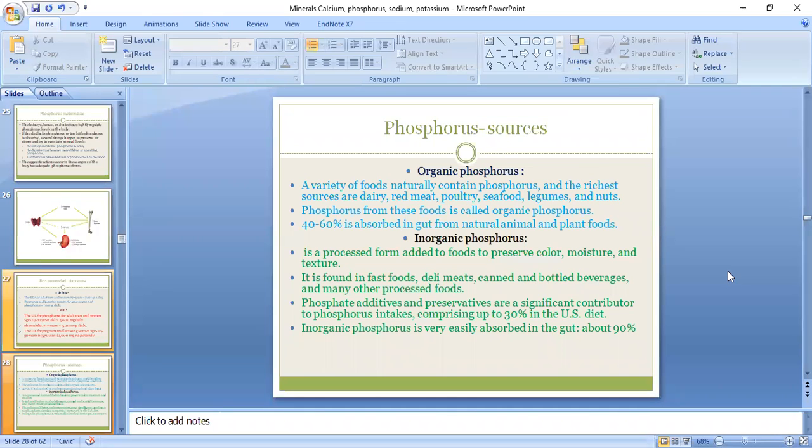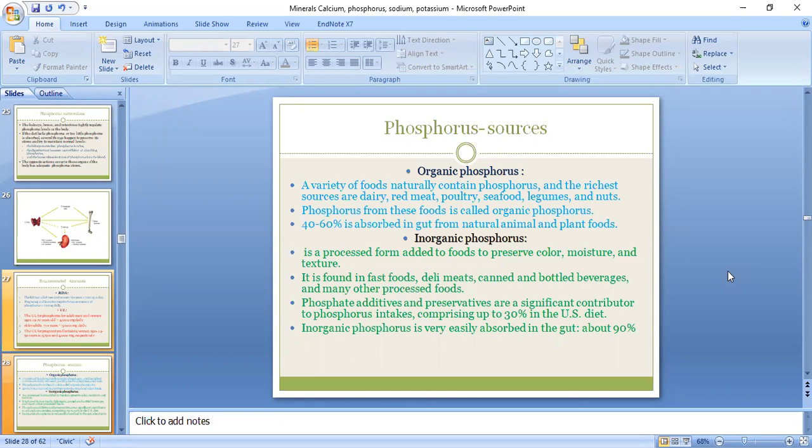Now, the sources of phosphorus. The sources are broadly classified into organic and inorganic sources. Organic sources: a variety of foods naturally contain phosphorus, and the richest sources are dairy, red meat, poultry, seafood, legumes, and nuts. Phosphorus from these foods is called organic phosphorus, and 40 to 60% is absorbed in the gut from natural animal and plant foods.